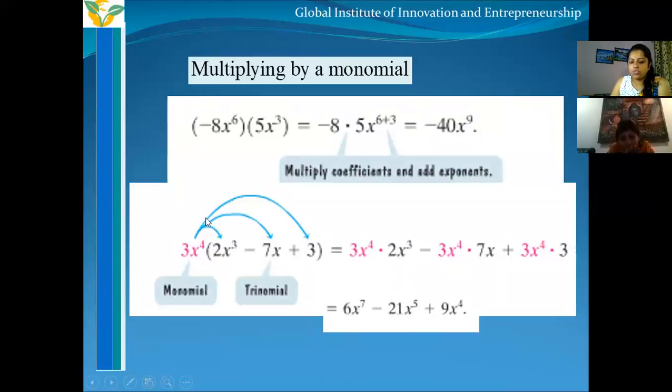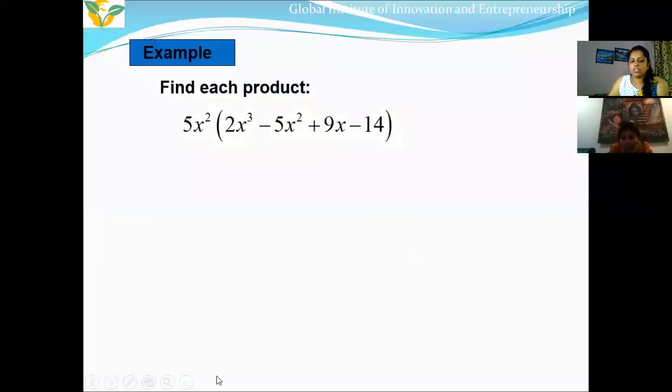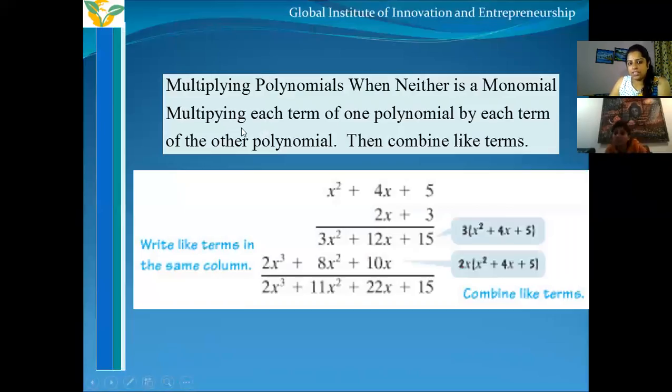21. X raised to 4 into x, there is nothing but x raised to 1 it is. X raised to 4 plus 1 is what? X raised to 5. 3 3s is what? 9. Plus into plus is plus. X raised to 4. Just have to keep x raised to 4 because nothing is there with 3. Okay. So next, coming to the next part, I have given an example here. Find each product. So all of you please perform this example, and if you have any doubts, I'll clarify in the next session.